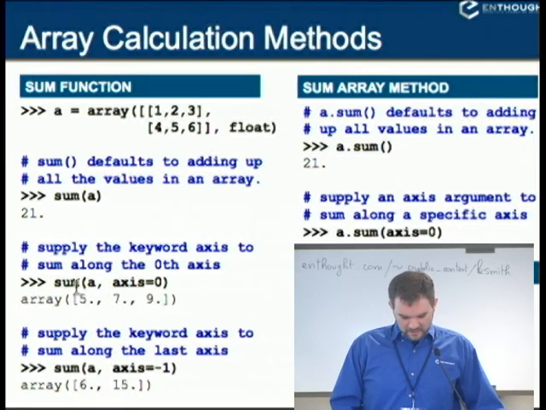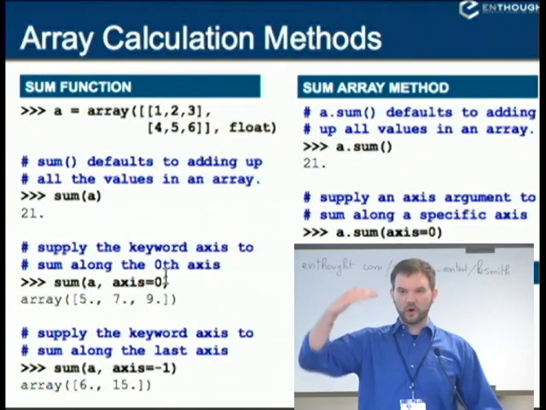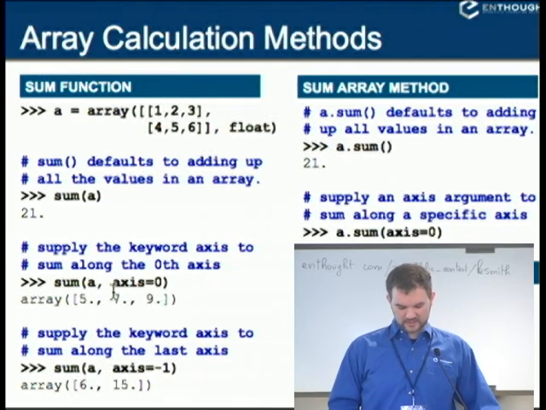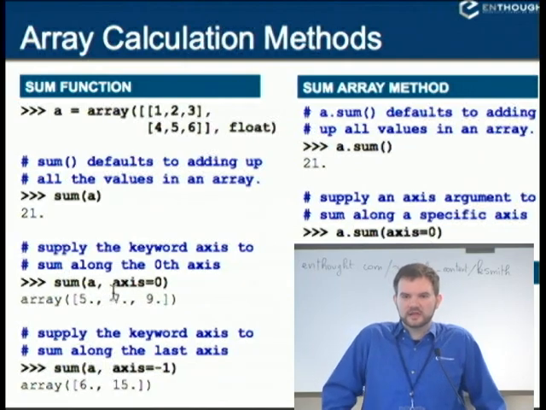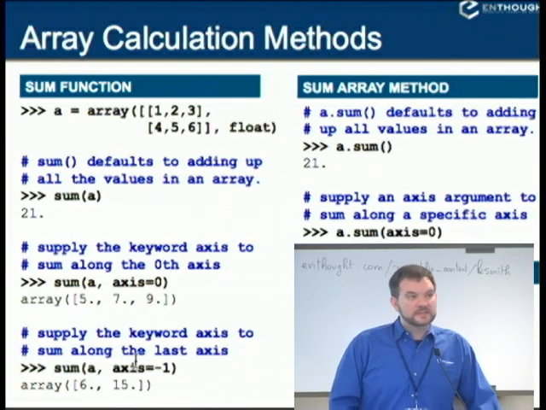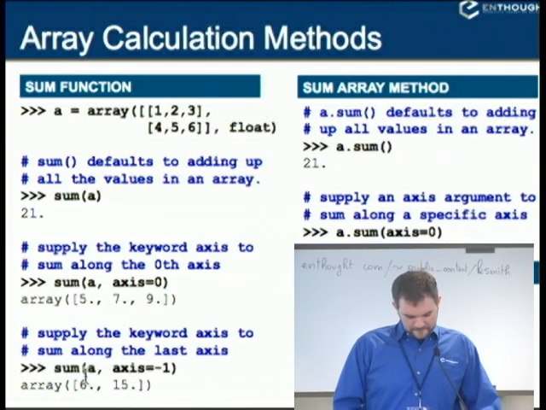If we say sum A axis 0, we're summing over the 0th dimension. So we're going to add 1 and 4, 2 and 5, 3 and 6. The result is going to be a 3-element array. This should all be familiar to everyone, or at least makes sense given what you've seen of NumPy so far.